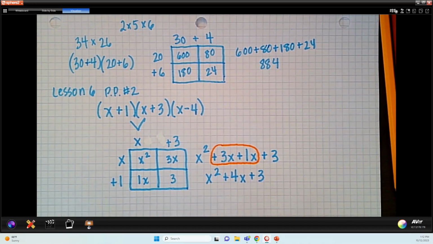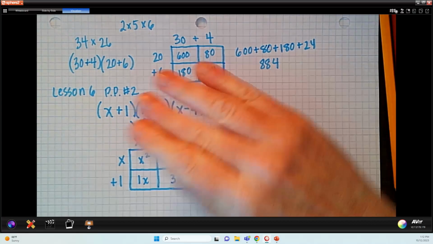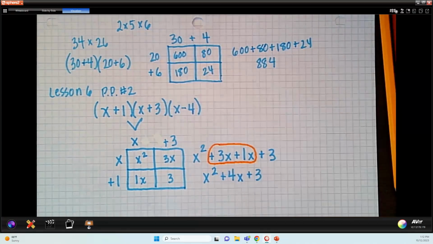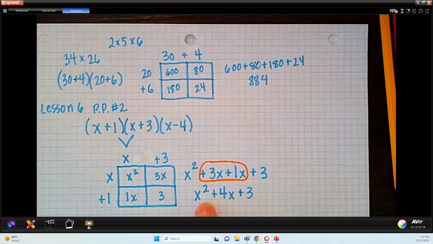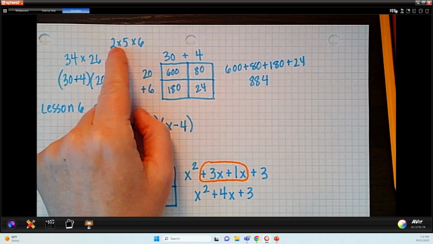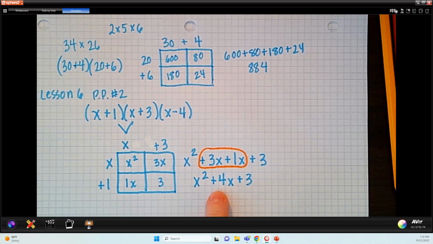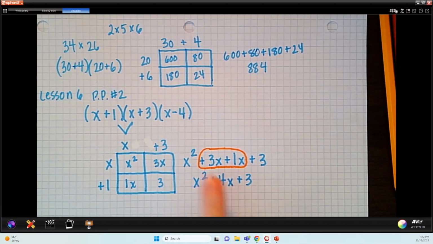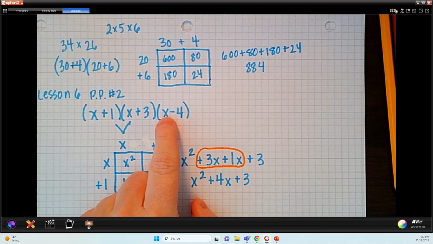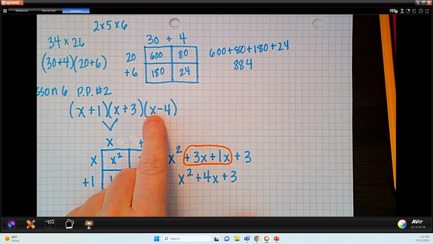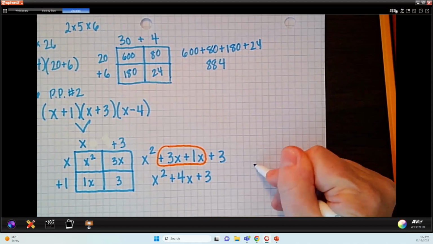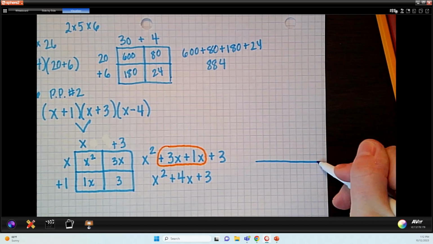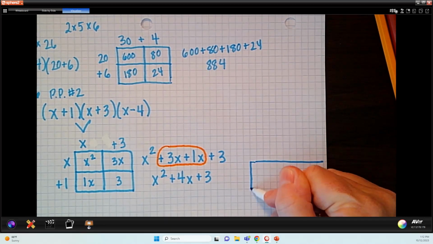Okay, so I'm done with that. If it were just this problem, we'd be finished. However, we have a third factor. And so I need to take my new product, which is what we did up here, 2 times 5 is 10. So this would be like 10. I need to take this new product and multiply it by my x minus 4, x and a negative 4. So what I would do is put this at the top, and give myself a nice long box.